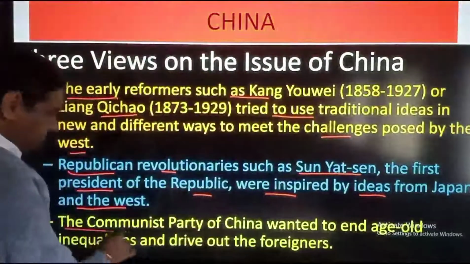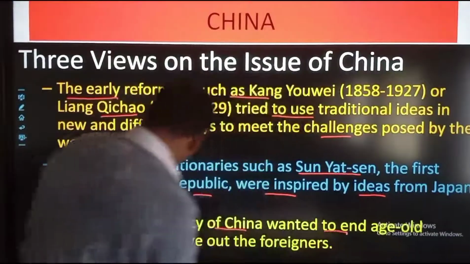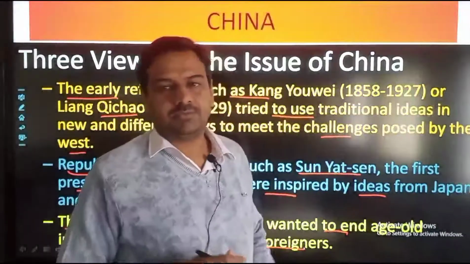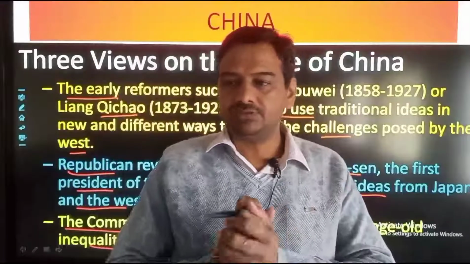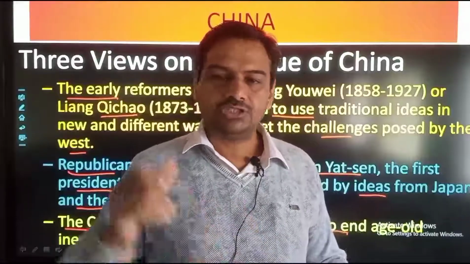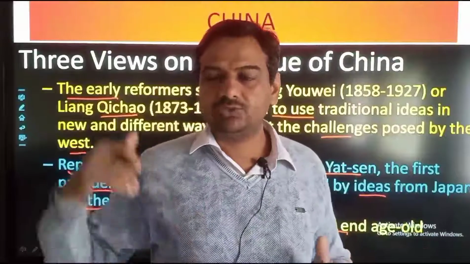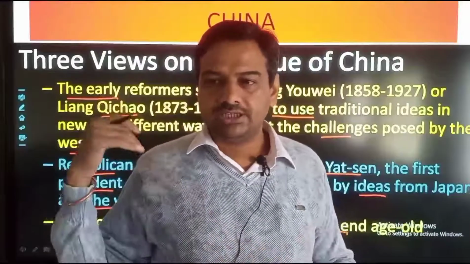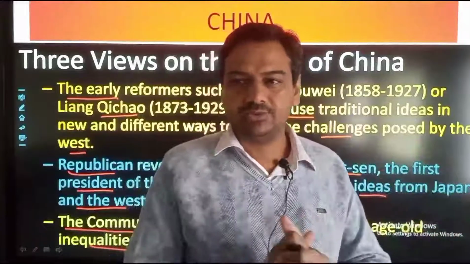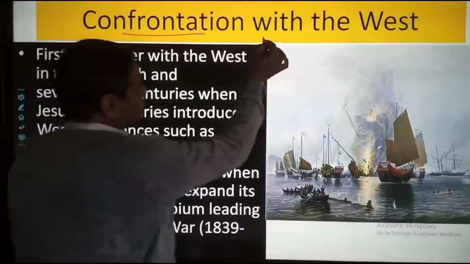The third is the Communist Party of China, which is still the ruling party in China, which wanted to end age-old inequalities and drive out the foreigners. So the present president of China is Xi Jinping, and he is from which party? CCP, Communist Party of China. So this party was also working to make China a modernized country, and its way was quite different from the other two thinkers, Kang Youwei and Sun Yat-sen. That was the CCP.